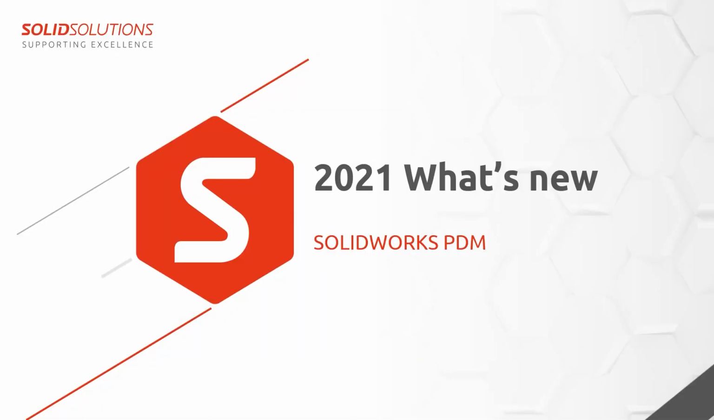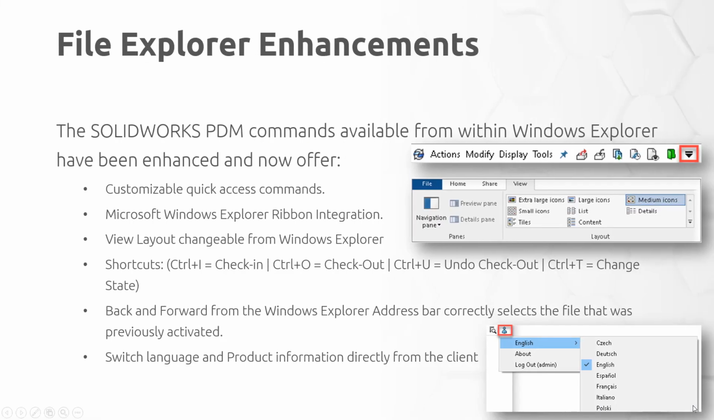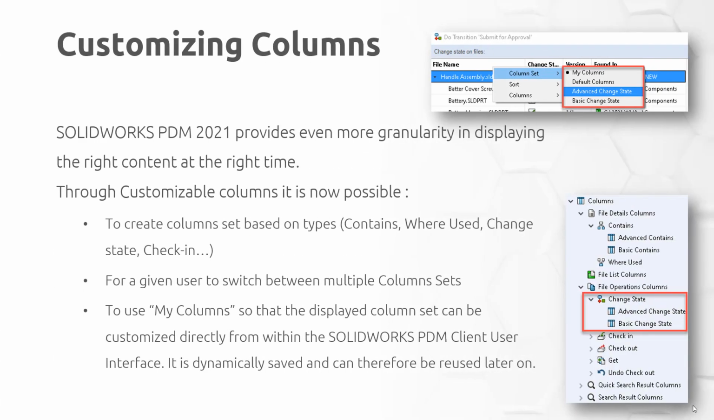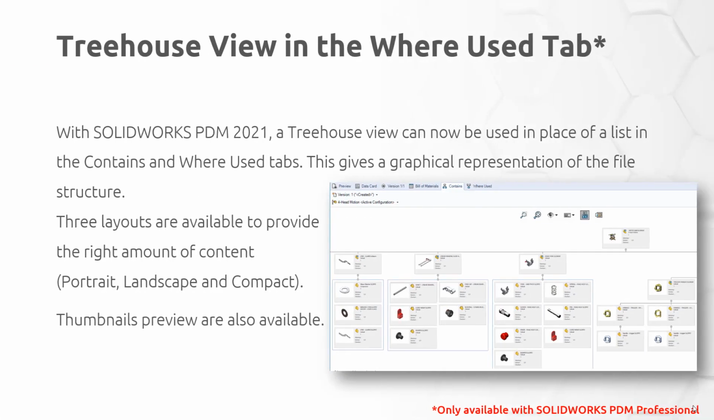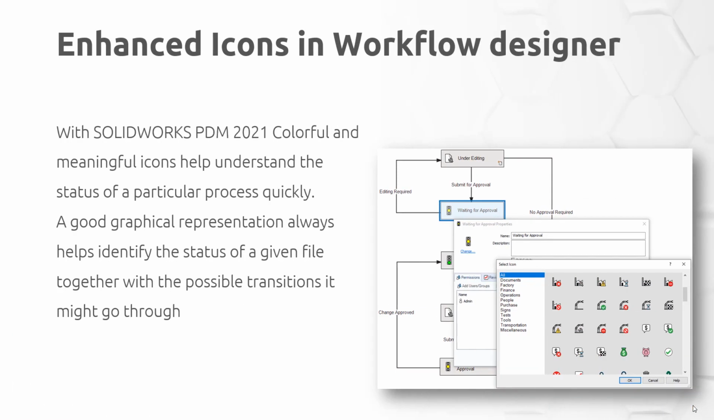SOLIDWORKS PDM 2021 introduces expanded configurability and increased performance to help you manage your team's file-based processes and deliverables better than ever. With SOLIDWORKS PDM 2021, you will see how we can deliver a more tailored and personal view of the Vault and explore and document file references more intuitively by the Treehouse view that is now integrated within both Contains and Where Used. You will also see how an extended and redesigned library of workflow icons can be used to build visual cues that create an instant awareness of your processes across the team.